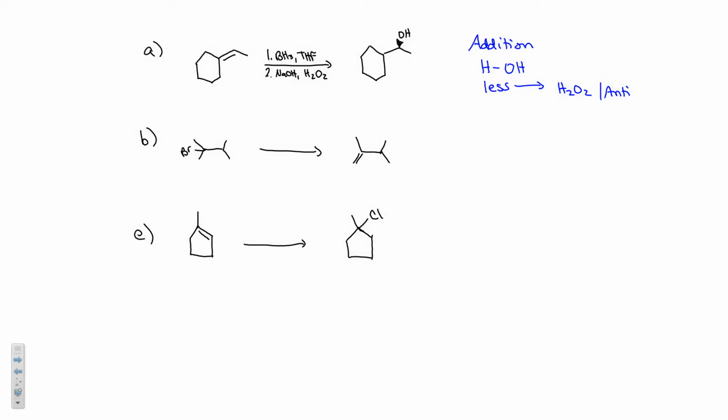Now what happened in the second one? Which class of reactions am I doing? Elimination, because I'm forming a double bond. And what am I removing? A hydrogen and a bromine, right? And what would I use to do this?